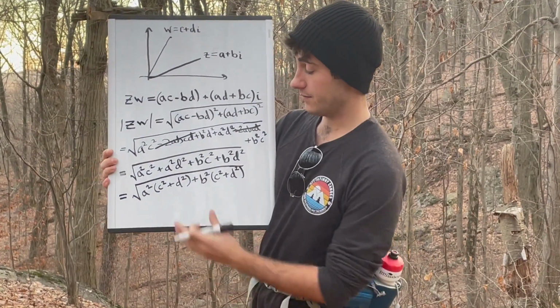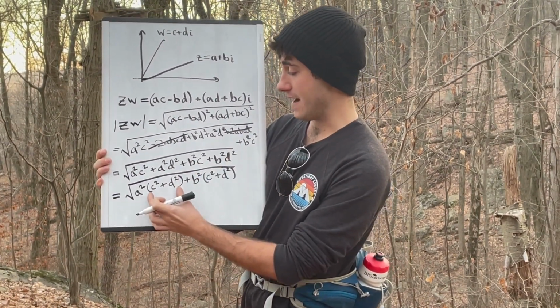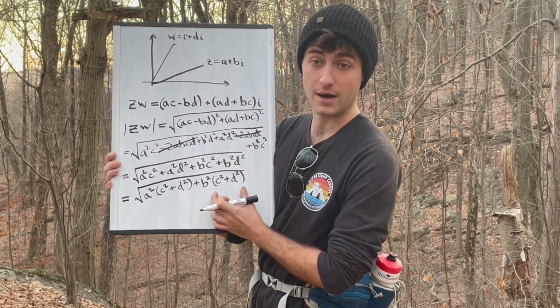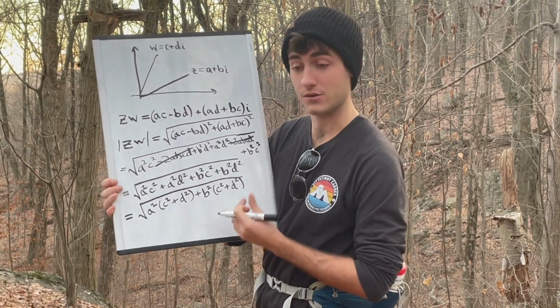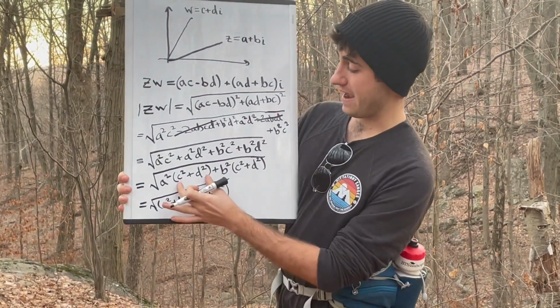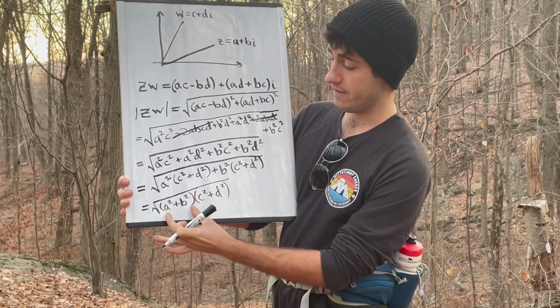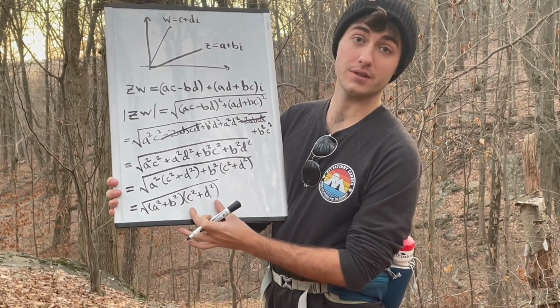And now you'll notice, after factoring out a squared from here and b squared from here, we now have a common factor of c squared plus d squared in both of these terms, so we can factor that out. And even though it's a little bit slanted, I think you can now see that after we factor that out, we now have under the square root the product of a squared plus b squared and c squared plus d squared.